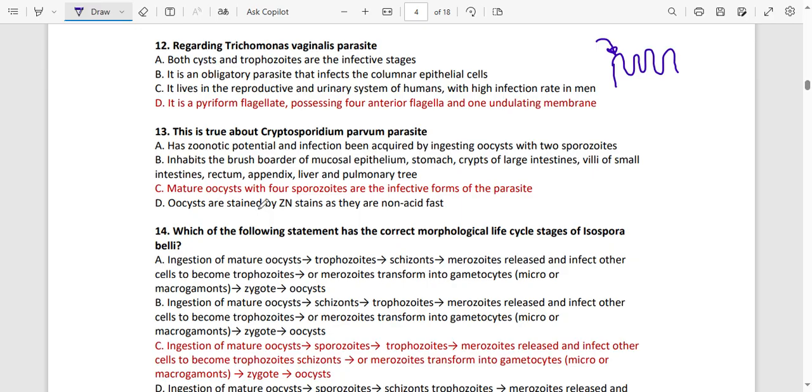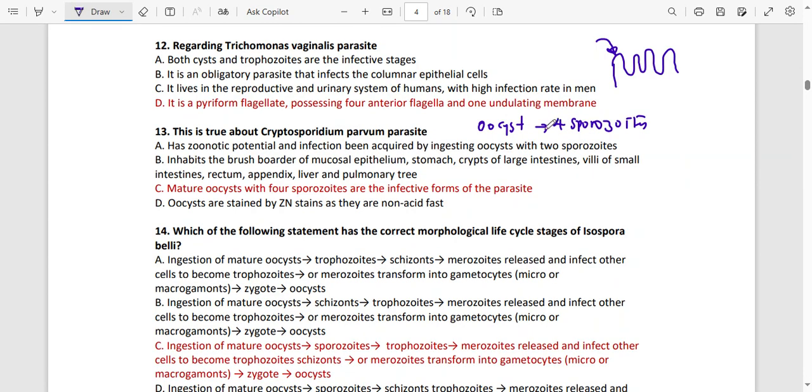Another thing we need to know about this guy is that it has got an oocyst, and the oocyst of Crypto has got four sporozoites. The difference with Isospora belli is that the oocyst has got two sporocysts. That's for Isospora belli. This one, the oocyst, has got four sporozoites. The other one, the oocyst, has got two sporocysts.